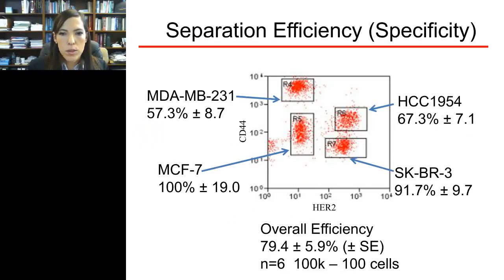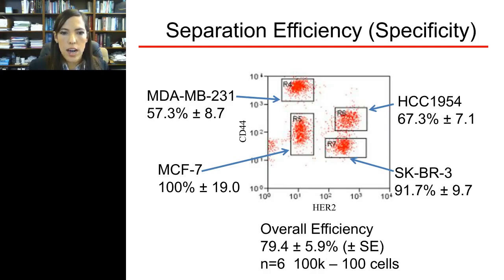So in some preliminary experiments that we've done, we've looked at the separation efficiency or the specificity of these four lines using those three markers. Here's another flow plot that we've looked at. This one, the y-axis is CD44, and the x-axis is HER2. So with these four cell types, we've determined the separation efficiency using 100,000, 10,000, 1,000, and 100 cells in repeated assays.